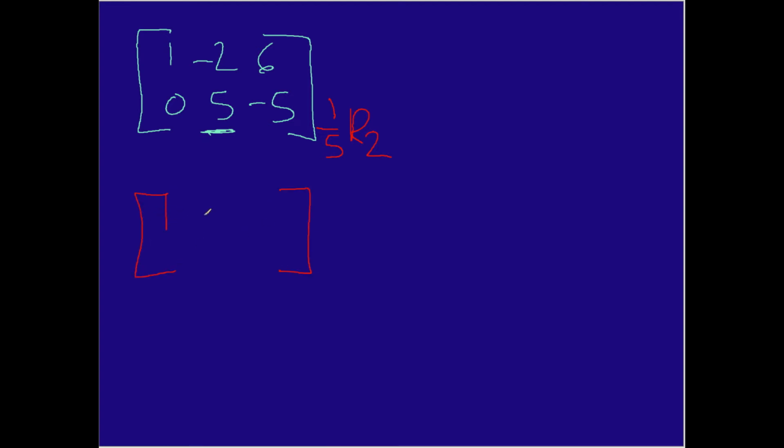I get 1, negative 2, 6. I get 0. I now have a 1 and I now have a negative 1, like so. And now you can see that we have clearly achieved row echelon. I have my 1s in the diagonal here and I have my 0 right here. So here are the equations that we have. We have x minus 2y equals 6. And the second one we have 0 basically plus y equals negative 1. That's what we have. So now we have to do some simplification here.